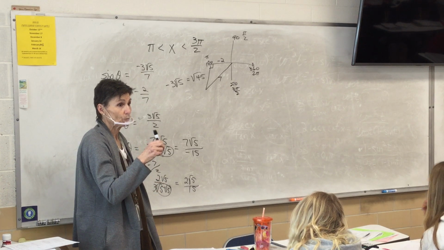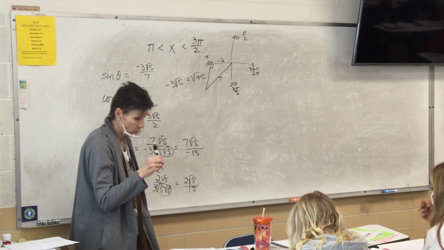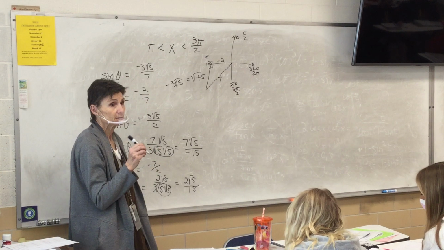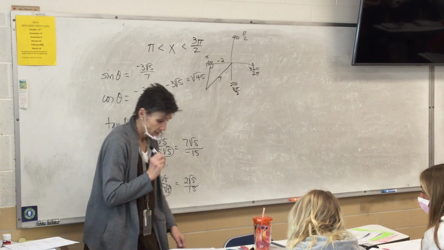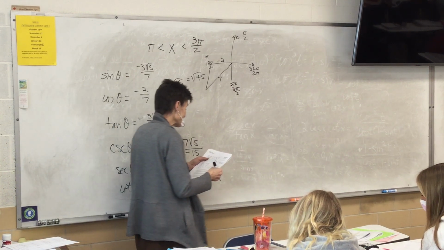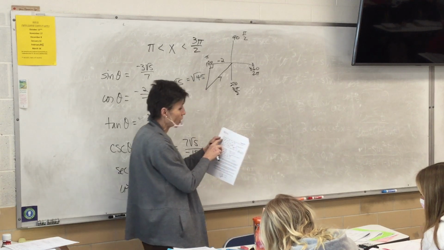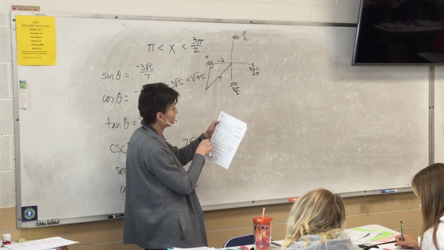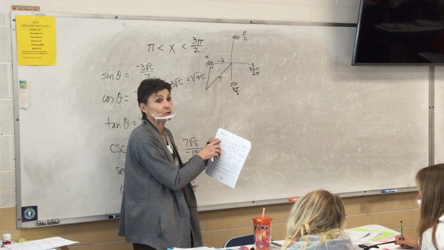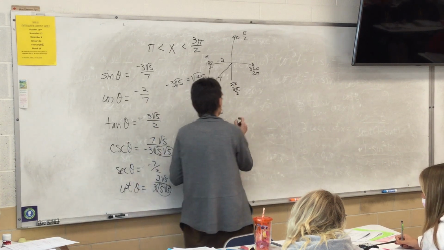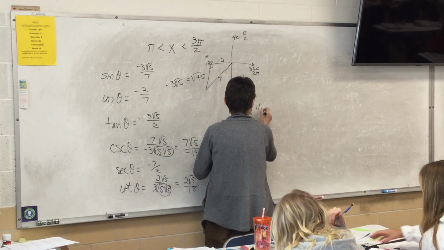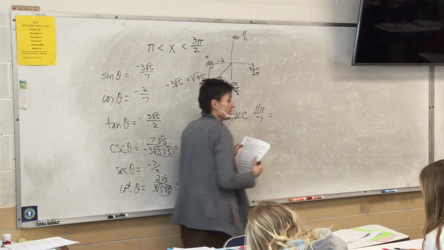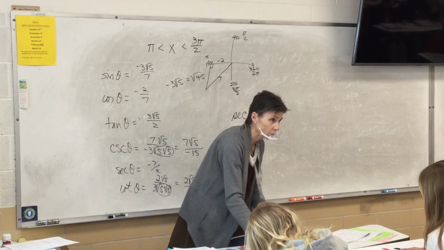Guys, we're doing this sheet for a reason. It's called Pretest. All right, evaluate the secant of 11 pi over 7. The little star there, I don't think I put my super secret code on here. The little star means use a calculator. So we're going to find the secant of 11 pi over 7. Now, be careful.